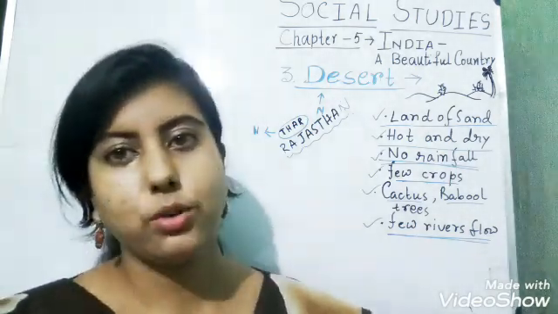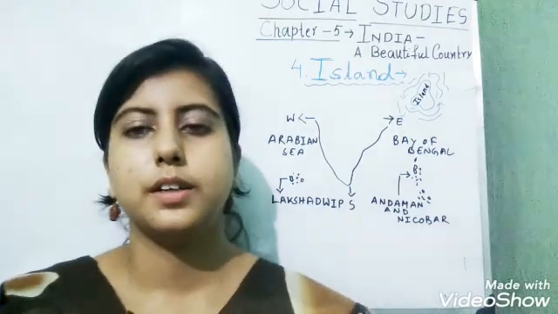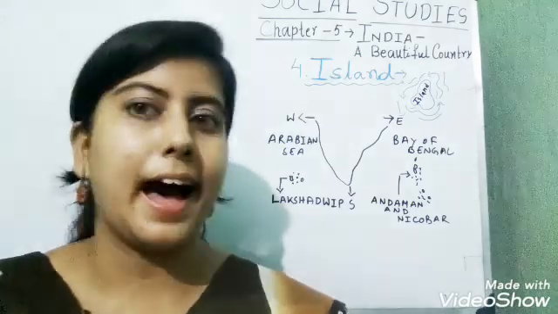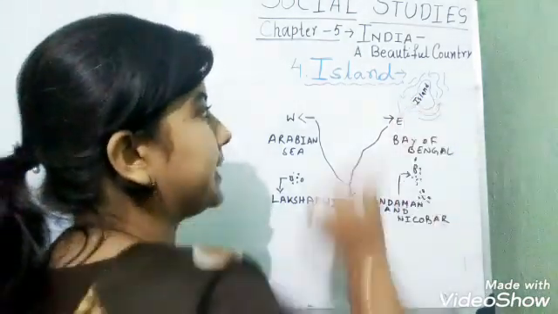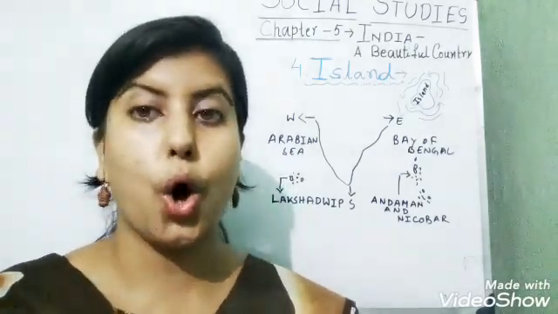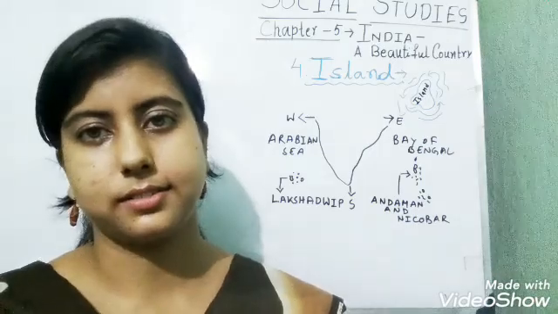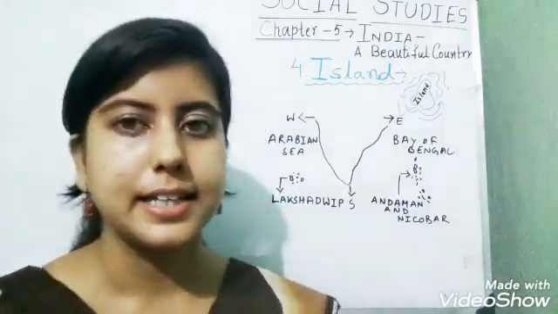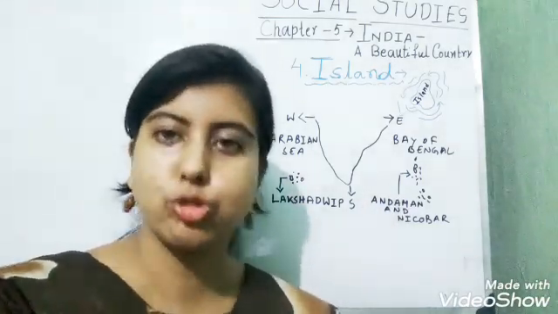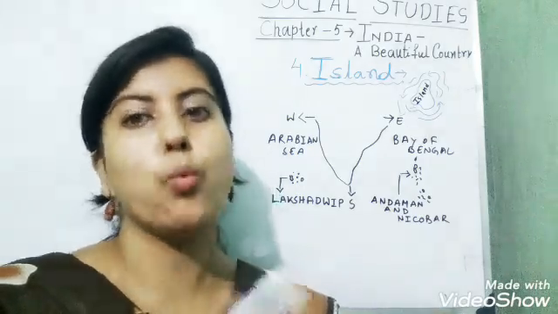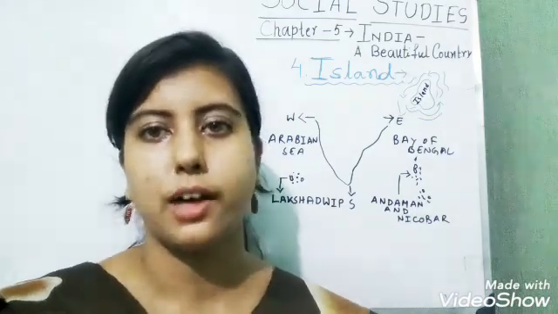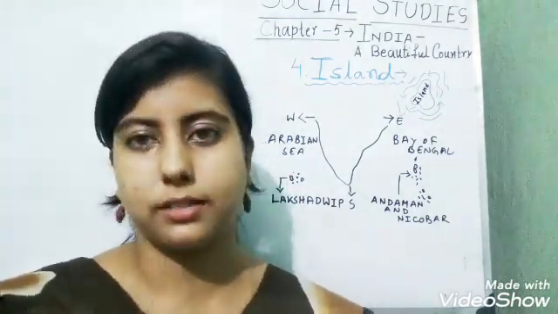Now we will talk about islands. Now what is an island? An island is a piece of land surrounded by water on all sides. Unlike the peninsula, it has water on all sides. And in the case of a peninsula, the land has water on three sides. That is the basic difference between island and peninsula.